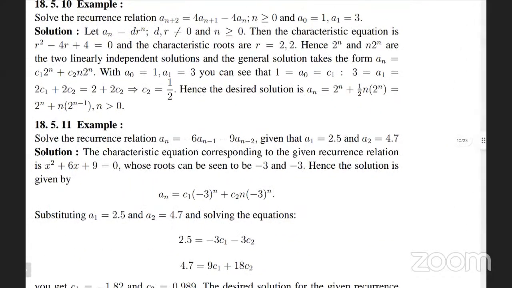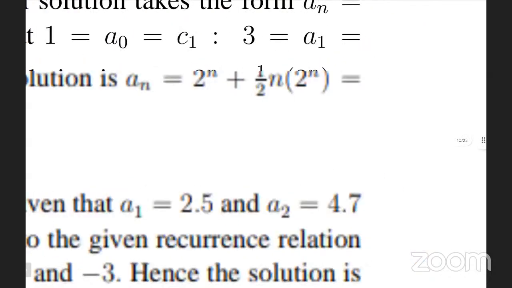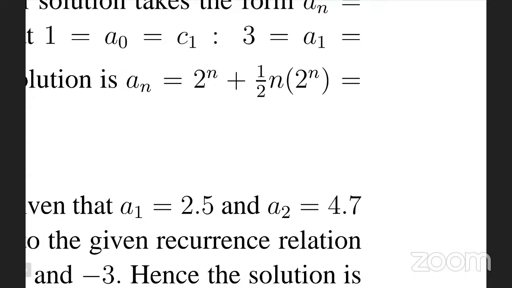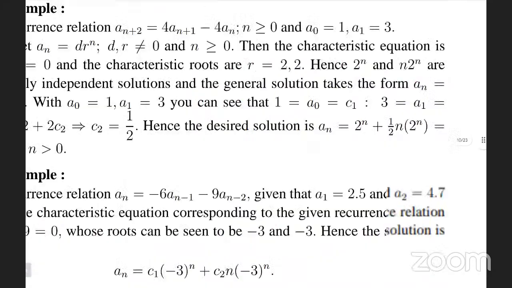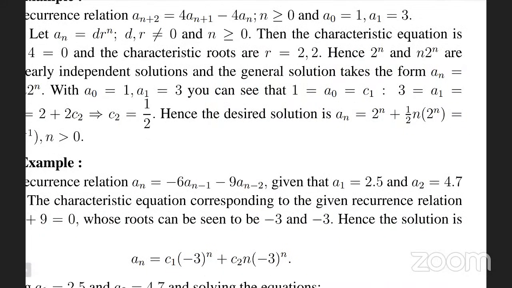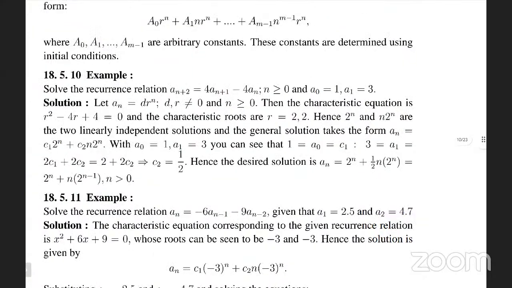So the required solution I write is an = 2^n + (1/2) n 2^n. Here I identified C0 and C1, and also found C1, C2, so by direct substitution C1 = 1 and C2 = 1/2. But since the roots are real and equal, we have to take n·2^n. So an = 2^n + (1/2) n 2^n. This is the real and equal roots formation.